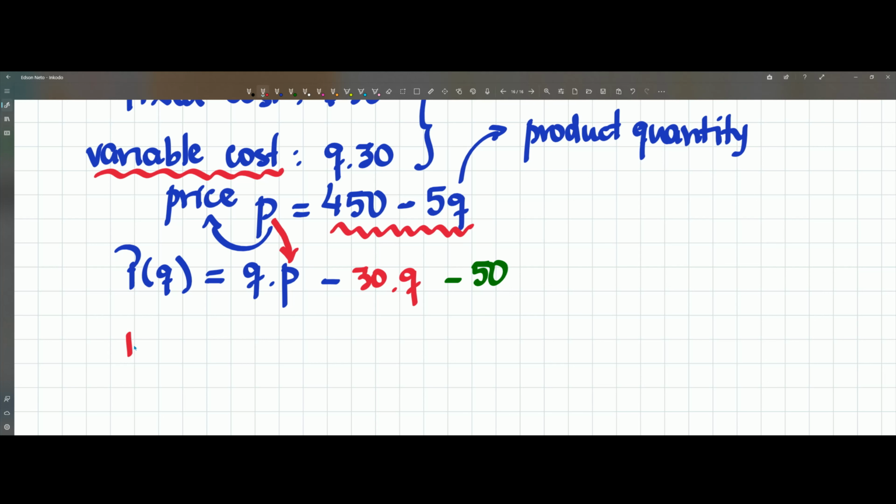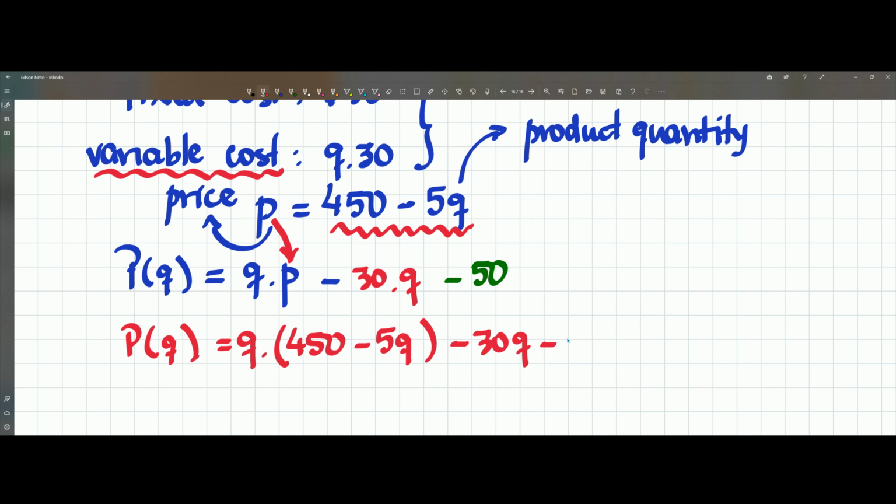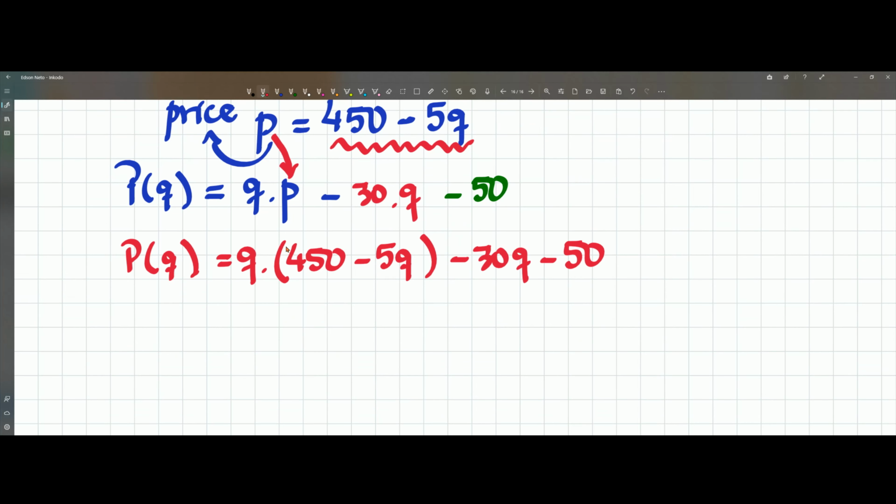Alright, let's do this. P of Q is Q, the quantity, times, what is the demand function? 450 minus 5 times Q, right? Minus 30Q minus 50. Now, what we need to do is develop this mathematical relation in order to find an expression which results in a quadratic function. Let's see that.